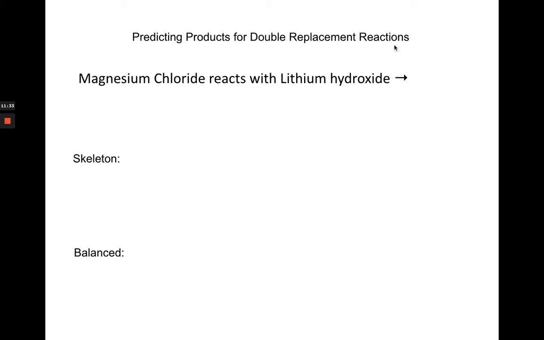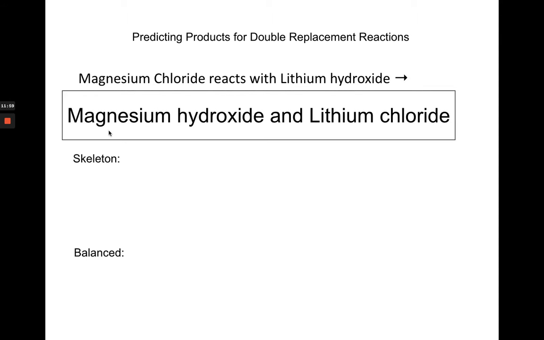Predicting products for double replacement reactions. Here are the steps, and this is the main predicting products we're going to be doing in this unit. Magnesium chloride reacts with lithium hydroxide. The first thing you want to do is switch partners before you even write the skeleton and write what the products will be. So magnesium chloride and lithium hydroxide, you're going to go inner outer. Magnesium will react with hydroxide. Lithium will react with chloride. So you'll get as your products magnesium hydroxide and lithium chloride.